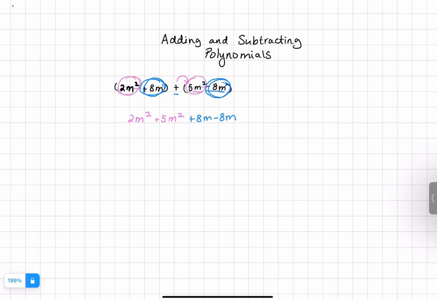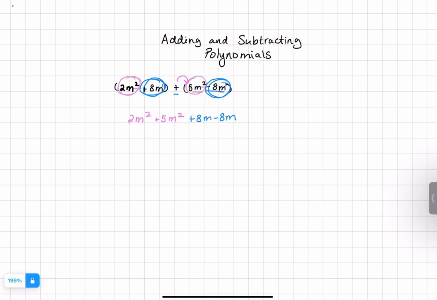You only operate on the terms that have the exact same variable. For a polynomial, you need to make sure you're operating on the terms that have the exact same variable, and that variable has to be raised to the exact same power. So it has to be m, raised to the power 2. If it was something like b, then you cannot perform this. So let's go back.